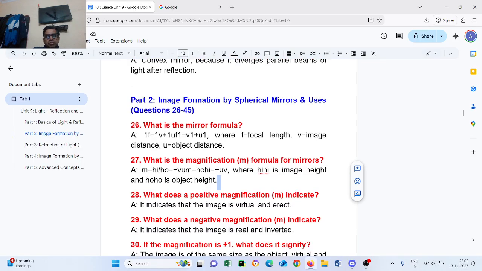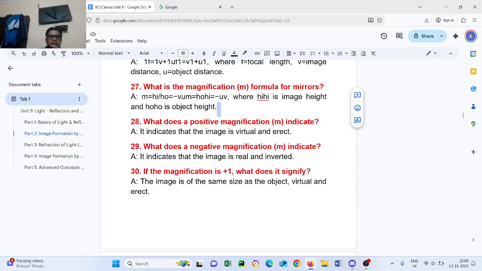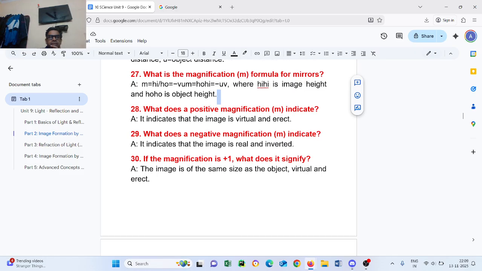What does a positive magnification m indicate? It indicates that the image is virtual and erect. Question number 29. What does a negative magnification m indicate? It indicates the image is real and inverted. Question number 30. If the magnification is +1, what does it signify? The image is of the same size as the object, virtual and erect.